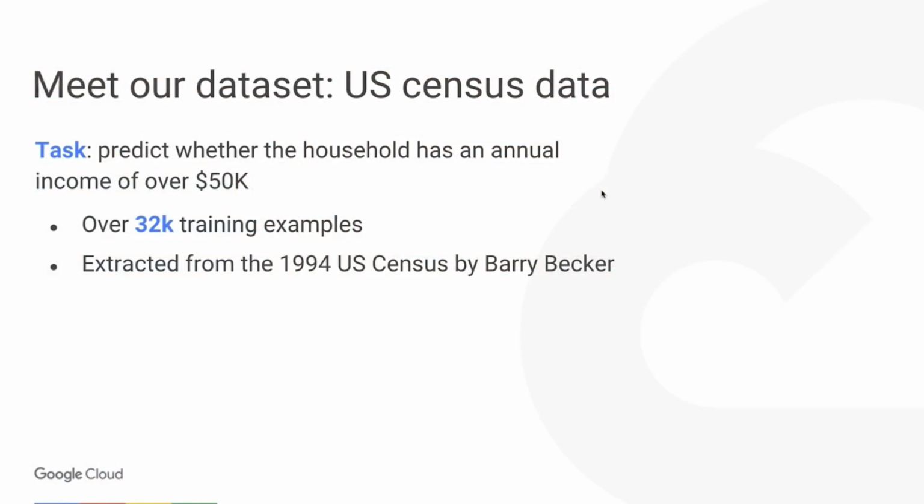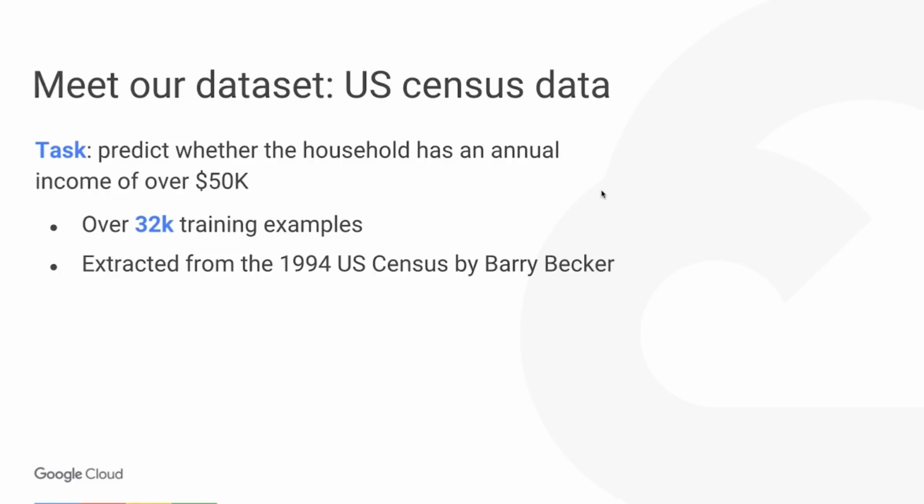So we're going to go and take a look at an example. We're going to use a just as exciting data set as food. It's going to be census data. This data was created from the 1994 US Census and prepared by Barry Becker. It's a very classic machine learning data set, and it's a very straightforward problem. Well, to the extent that machine learning can be straightforward.